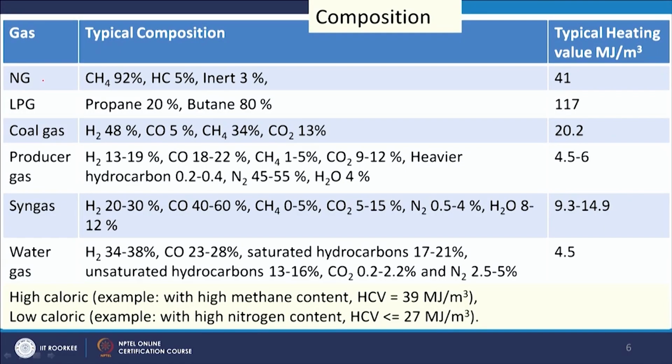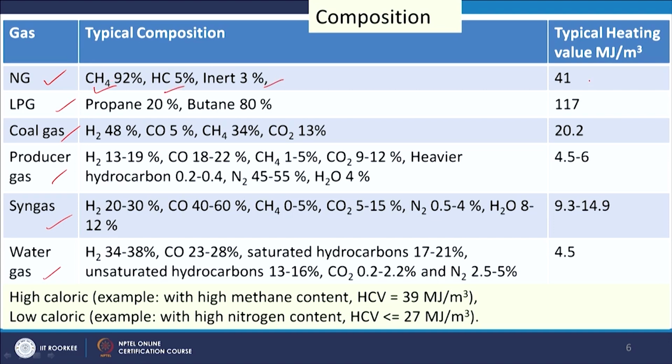Now, here we see the typical composition of different types of gas: natural gas, LPG, coal gas, producer gas, syngas, water gas. If we see these gases, the composition is different. For natural gas, we have CH4 at 92%, higher hydrocarbons 5% and inert 3%.